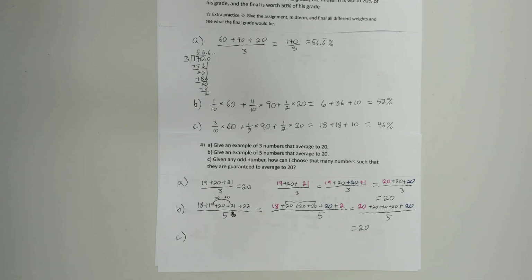So for any odd number, we essentially just take a consecutive amount of numbers where 20 is in the middle, right? Consecutive numbers being like 18, 19, 20, 21, 22, they're just all next to each other, and 20 is in the middle, and that's going to guarantee that the average is 20.